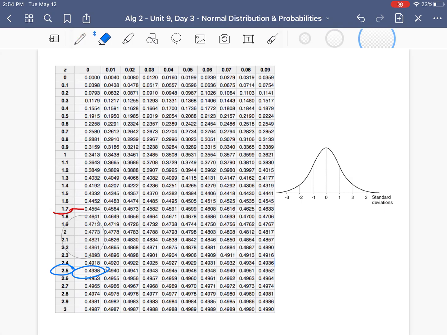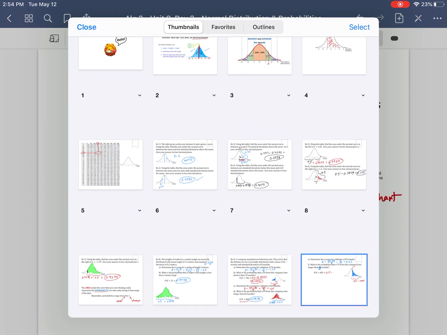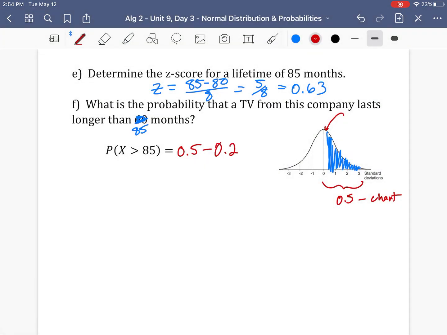All right, so 0.63, let's see here. So 0.6, and there's my 3, so go over here, 0.2357. It should be less than a half, so 0.5 minus 0.2357, and I get 0.2643. So this is the probability that the TV is going to last longer than 85 months.